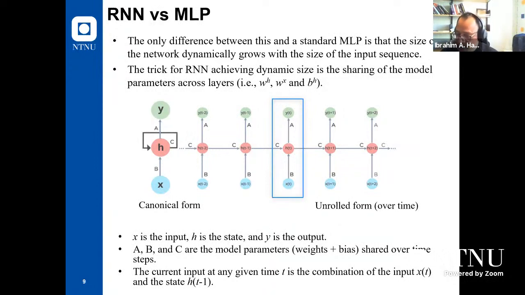If it is small or bigger, we don't care, because the idea here is to divide the input sequence into sections, and each time step we train the model, and we share model parameters between time steps. So the trick for RNN to achieve dynamic size is sharing model parameters across layers. We just share those model parameters.